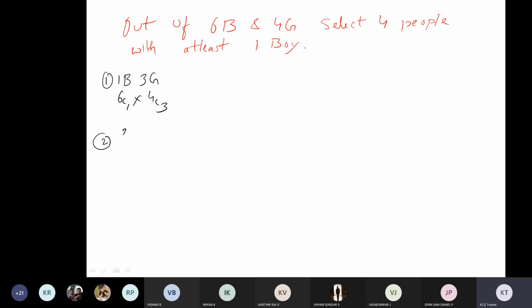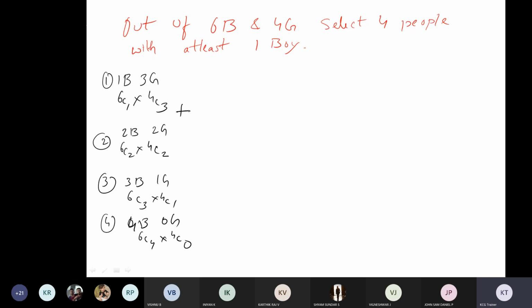after selecting 1 boy, now we can go for 2 boys, 2 girls, which can be done like 6C2 into 4C2. The third one, 3 boys, 1 girl, which can be done 6C3, 4C1. And the last one, all 4 boys and 0 girls, 6C4, 4C0.